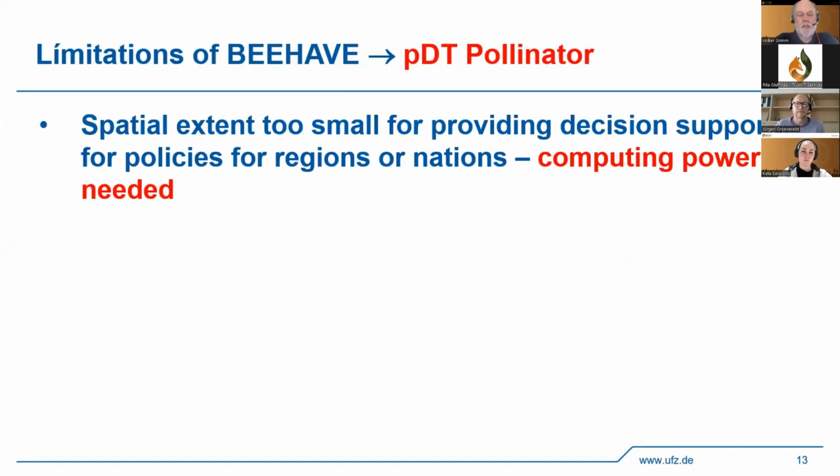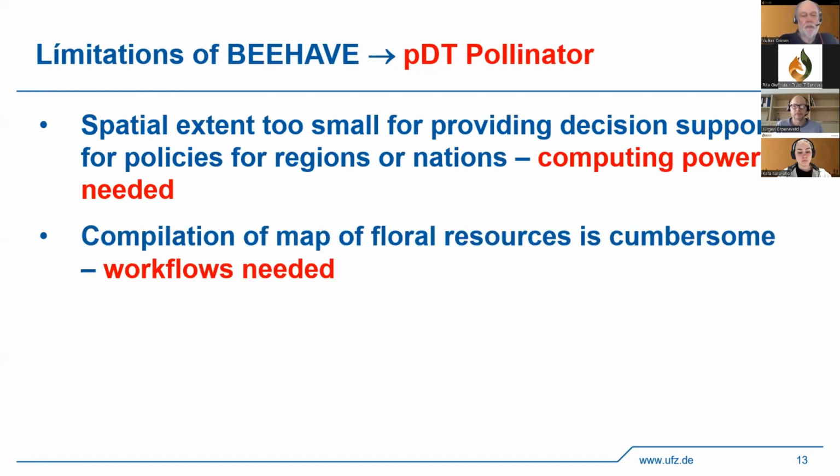So the spatial extent of BEEHAVE, as I said, is about 5 kilometers. This is way too small to support policies for regions or nations. So we need really computing power to extend the model to, let's say, entire Germany, or at some point even entire Europe. For example, when it comes to the billions of euro which go into subsidies in agriculture, are they really effective in increasing the resilience and the persistence of honeybees and wild pollinators? It's often not known, and at that scale, we really need computing power.